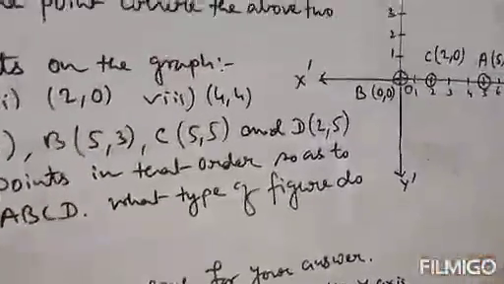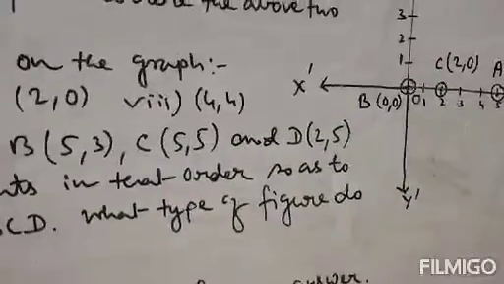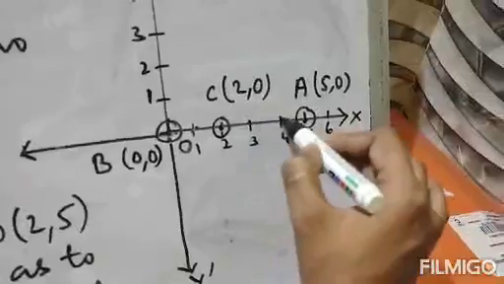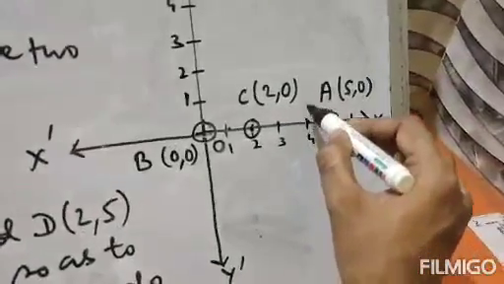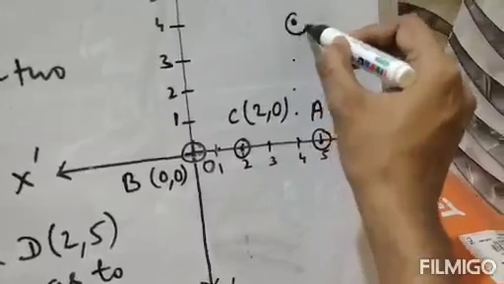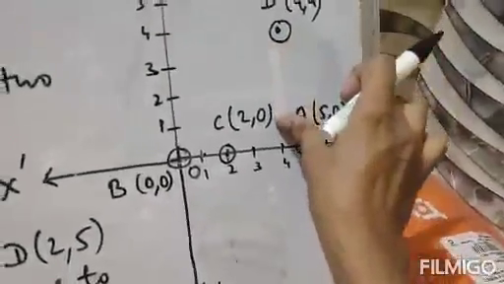Next one is 4 comma 4, that means with respect to the x axis it is 4 units, and with respect to the y axis it is also 4 units. So here x is 4, so 1 2 3 4, and y is also 4, that means 1 2 3 4 here. This is 4 comma 4, this is D, this is the 4 comma 4 point.